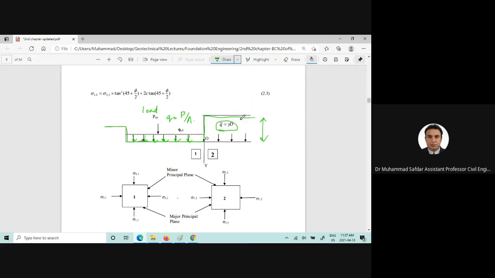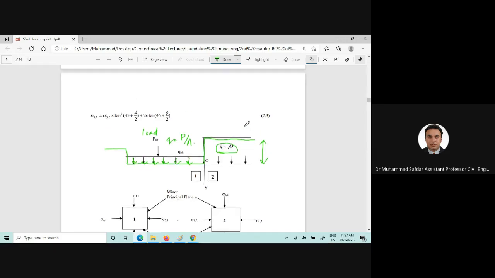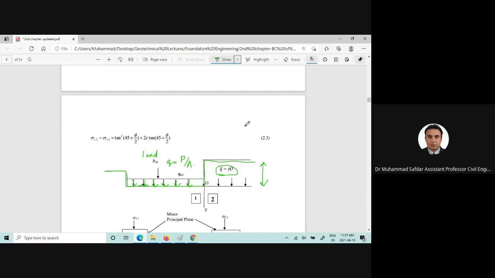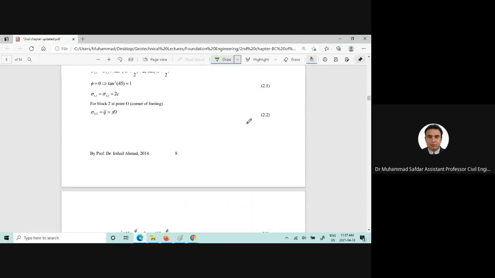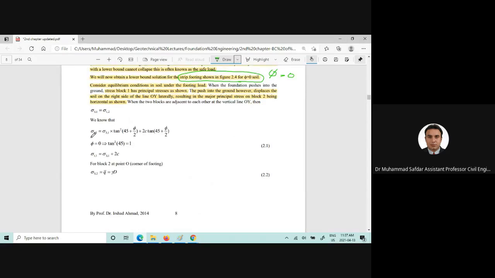The lower bound and upper bound conditions are based upon the theory of plasticity, and in the theory of plasticity, for example, the soil is at the point of plastic equilibrium. And if you remember from the triaxial test, this was an equation between the major and minor principal stress. Now sigma 3(1) is equal to sigma 1(2).